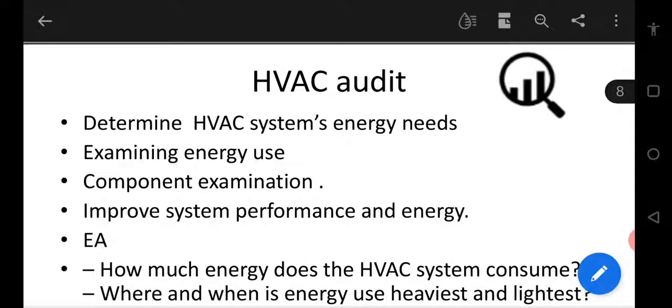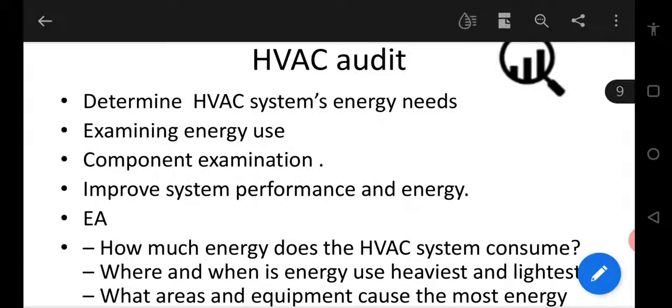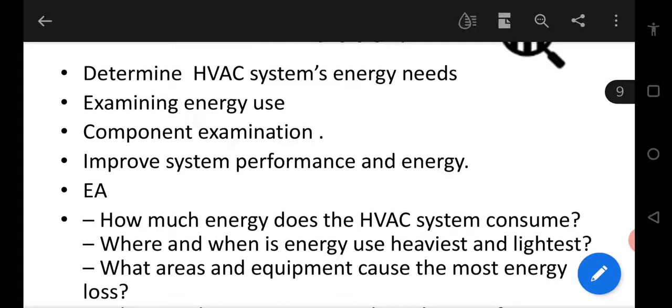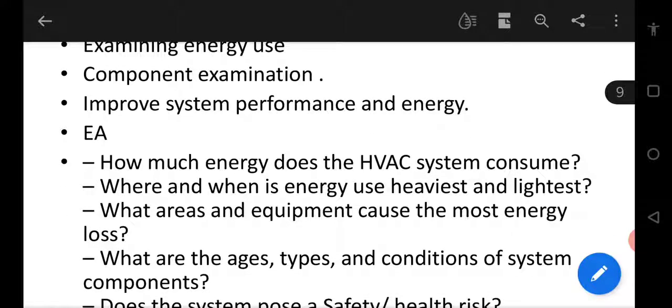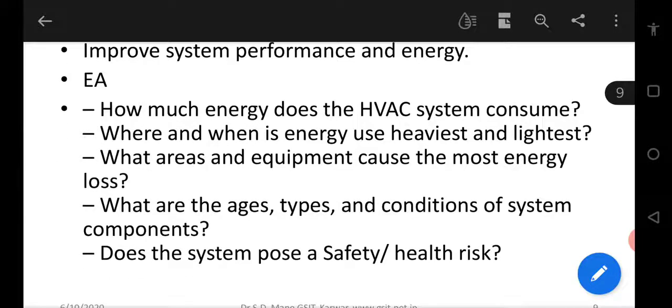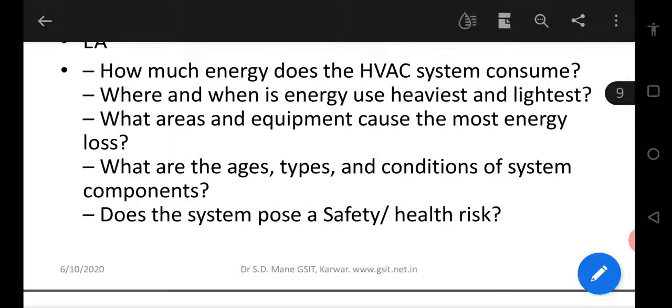Now we shall look into the HVAC audit. We'll find out what the needs of the HVAC system are, how the energy is being used, what the components are, and how you can improve the system performance and energy utilization. So how much does the HVAC system consume? Where and when is its energy use heaviest and lightest? What are the areas and equipment which cause the most energy loss?